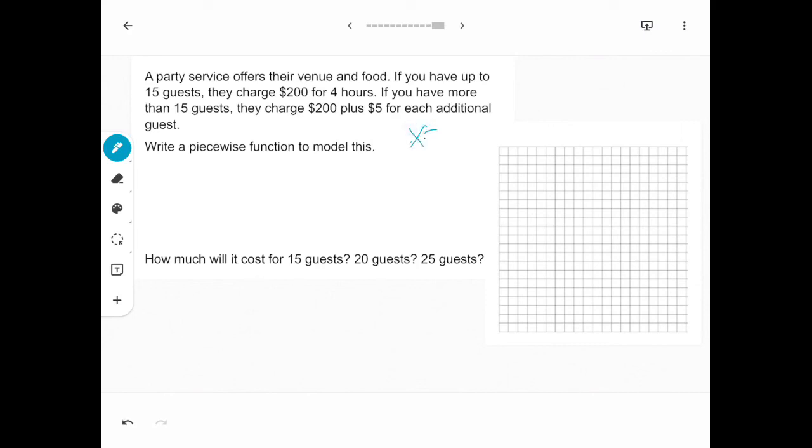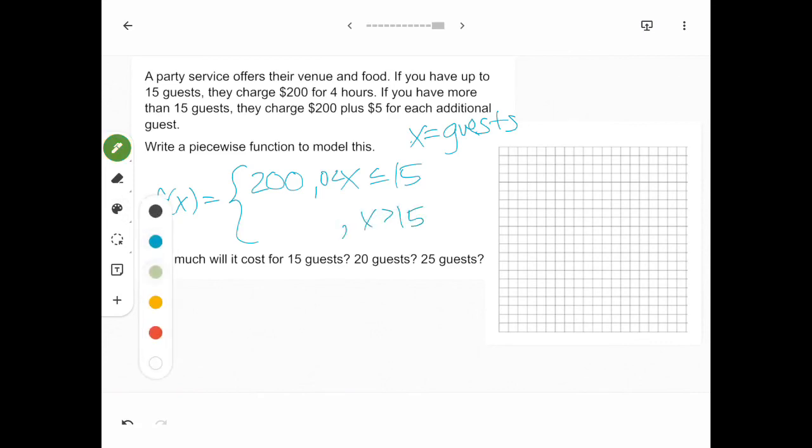So that means that my X here, what it's based all on, is my number of guests, because that's where they're changing it based on. So I pay $200 as long as I have up to, wrong way, X is less than or equal to 15. It is going to be bigger than 0. Again, that's just assumed because you're not going to have a party for negative people or for 0 people. For X is greater than 15, we have another additional cost one.